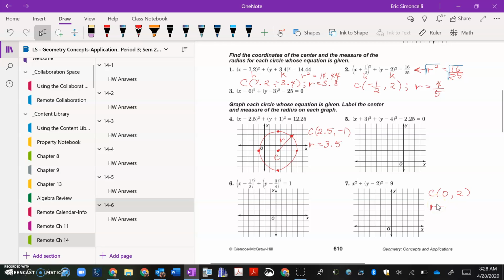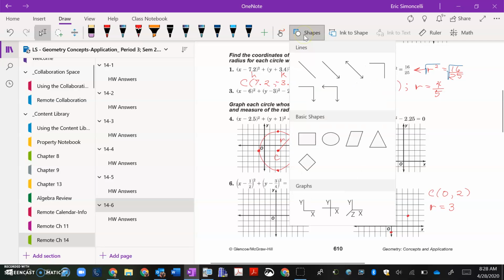The radius, this is an easier one because 9 is a perfect square. So if you take the square root of 9, of course, you get 3. So the center of your circle is here, 0 comma 2. While we go up 1, 2, 3, down 1, 2, 3, right 1, 2, 3, and left 1, 2, 3. We plot all 4 points again plus the center.